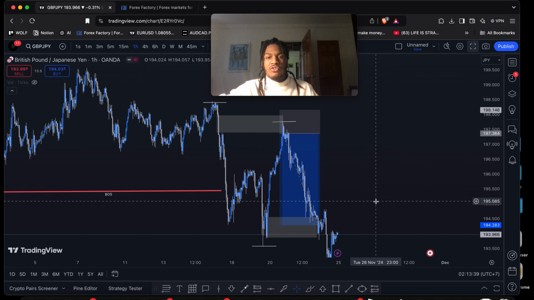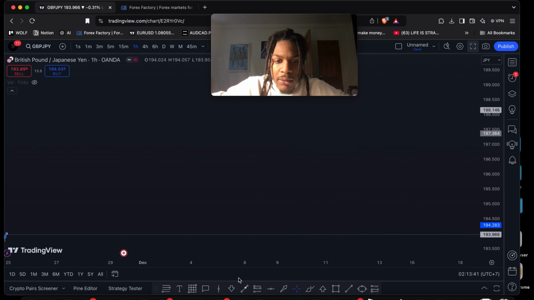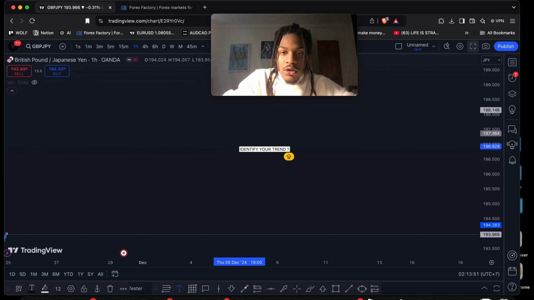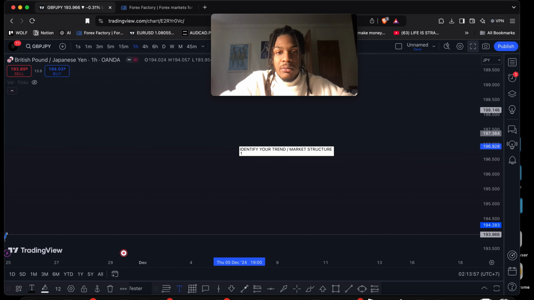So yeah, here are the first steps I'm going to draw for you. The first steps when you're trading, doesn't matter what strategy you use, are to identify the trend. So identify your trend / market structure. Okay, once you identify your trend / market structure, step number 2 is you are going to look for POI. That stands for point of interest.